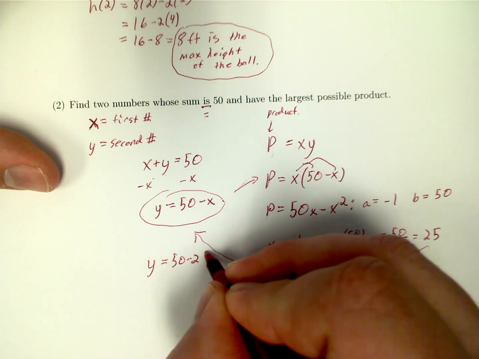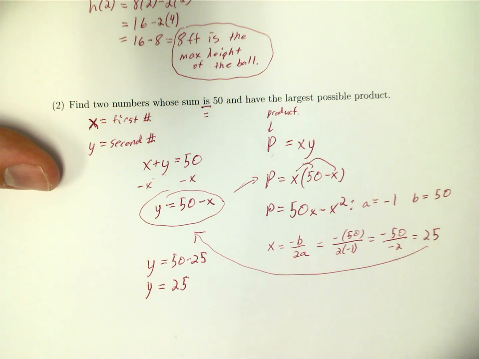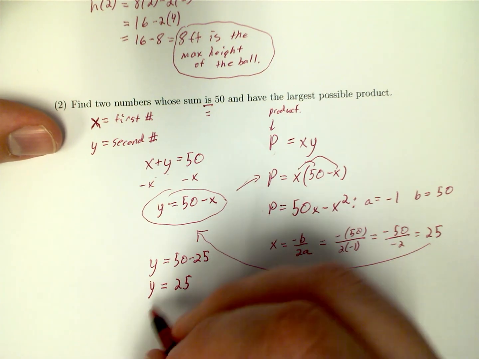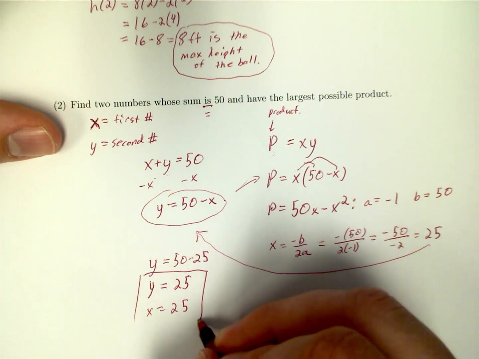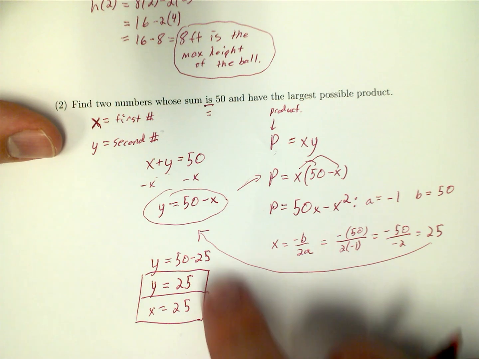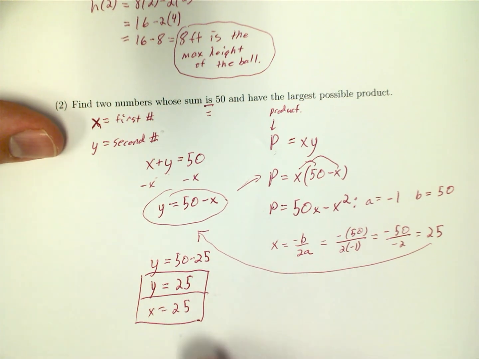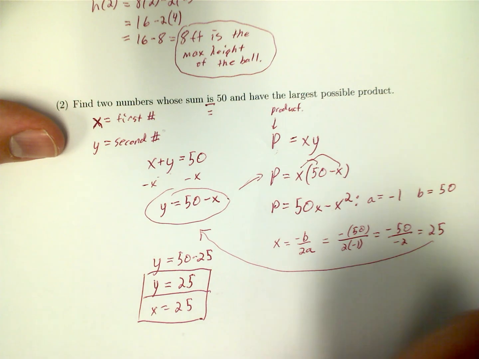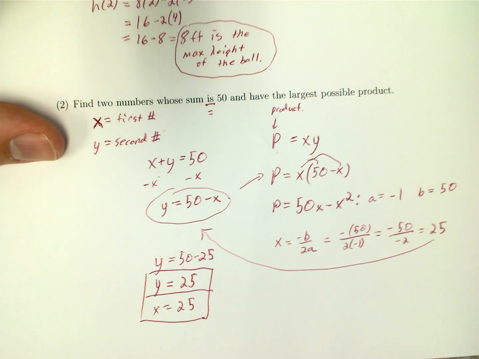50 minus 25, well, that's just 25. So the first and the second number are exactly the same. And the two numbers, do they add to 50? They do, 25 plus 25. And apparently the biggest possible product is just 25 times 25, which is 625 for those who are curious.